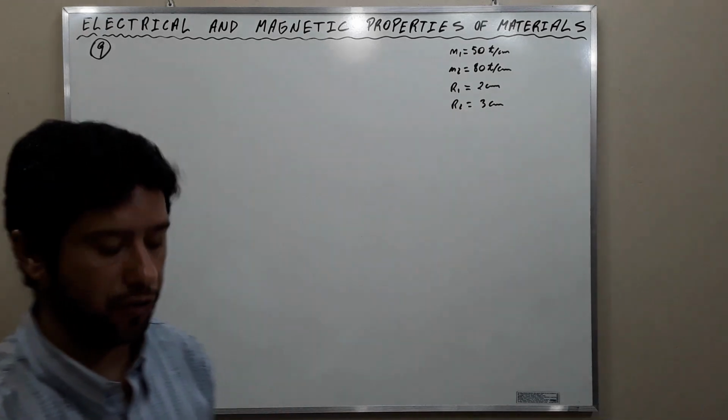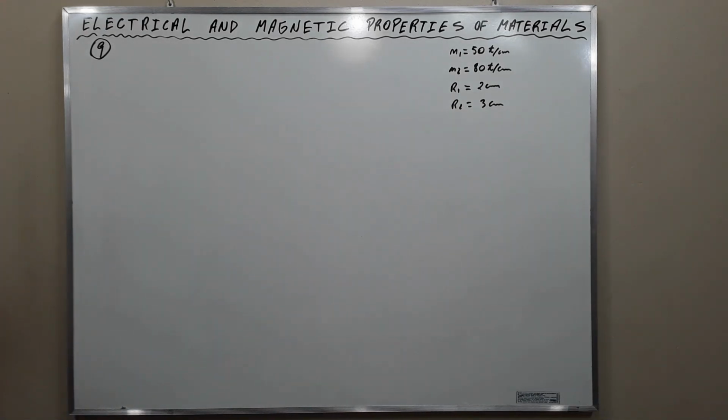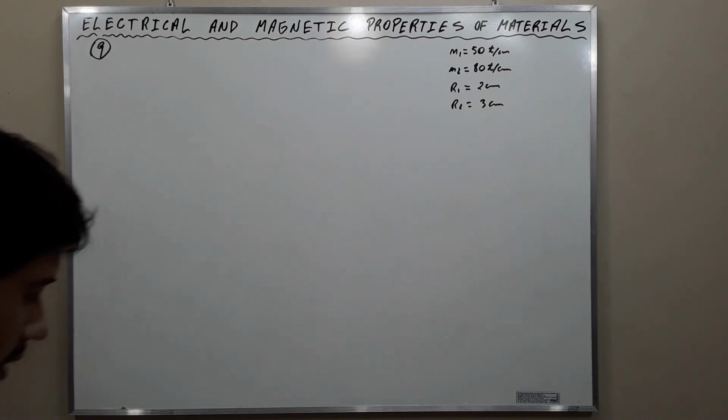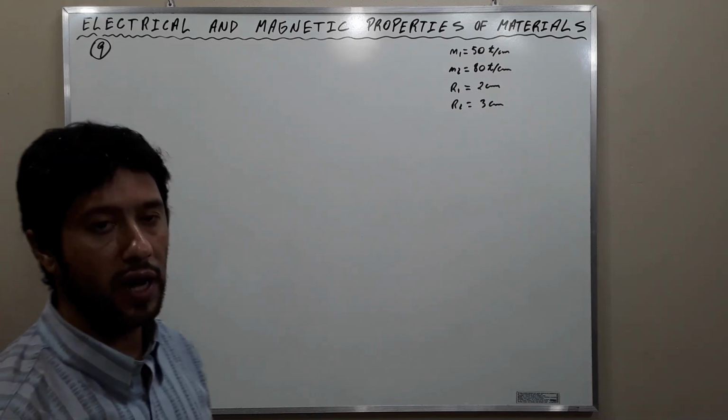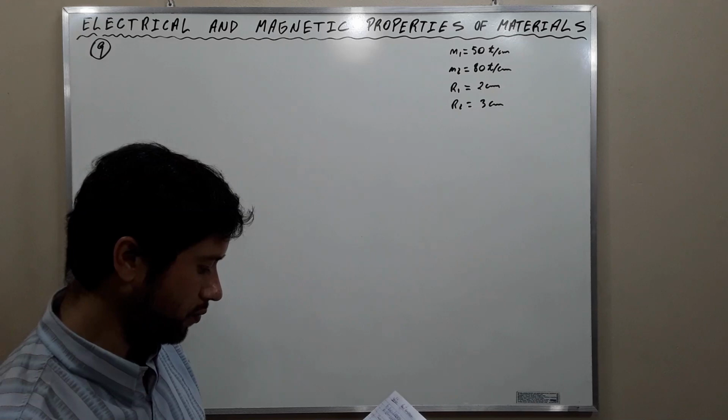Mutual inductances. Exercise number 9. Calculate the self-inductances of and the mutual inductances between two coaxial solenoids of radius R1 and R2, with R2 greater than R1, carrying I1 and I2 with N1 and N2 turns per meter respectively. Okay, the coaxial solenoids have radius R1 and R2 and they carry currents I1 and I2. Alright, this is the exercise. Let's go to the solution.